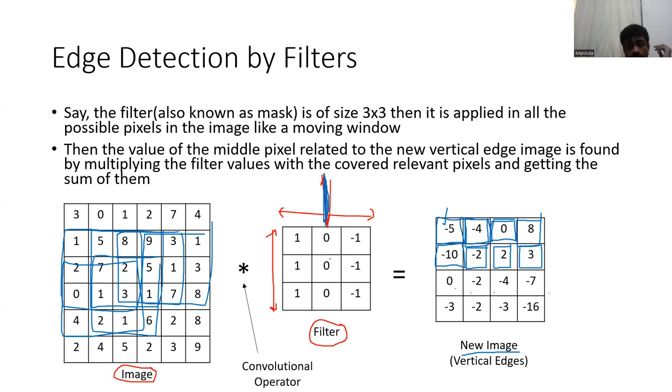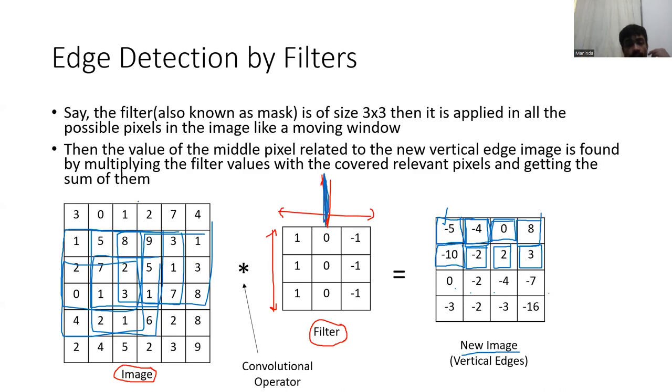How much the color is reduced in the horizontal direction. So when you want to find the vertical edge, what you have to do is measure how much the brightness is reduced in the horizontal direction, right? So this is what is done with this filter.